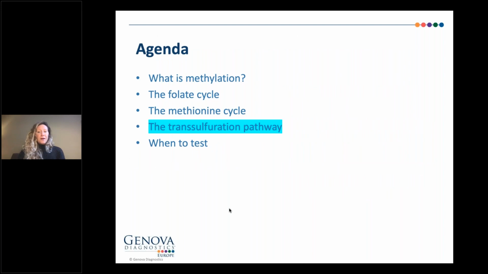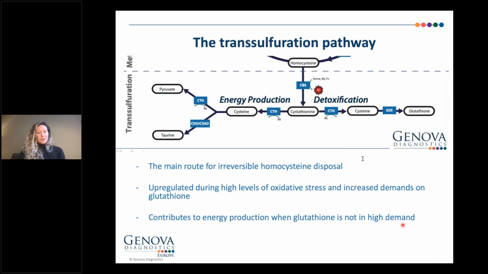So finally, we come to the final part of this webinar, where I will cover the transsulfuration pathway. As you already know, transsulfuration is the main route for irreversible homocysteine disposal. It connects methylation, mitochondrial energy production, and glutathione biosynthesis. So transsulfuration occurs when a sulfur group is transferred to various molecules, such as to cystathionine. As you can see, that's the first step here in the transsulfuration pathway, and then to cysteine on either side here.